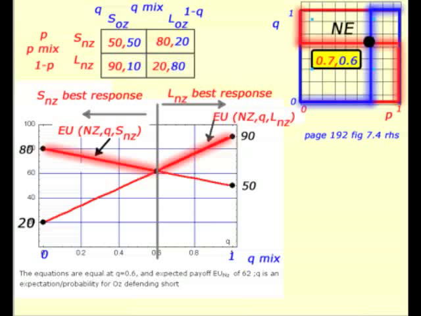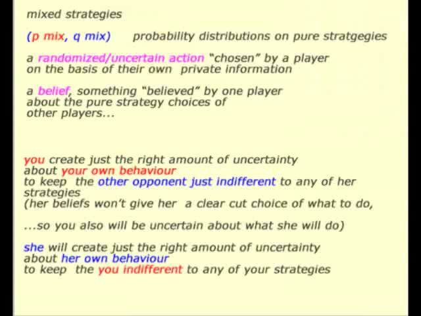So let's just summarize that. We have a P mix and a Q mix. Now, these are just labels that Dixit and Skeath use, but the basic idea of the P is it's a probability, it's a chance thing, okay? There's uncertainty in here, and the red P and the blue Q are both elements of surprise that someone's trying to create, but they're also beliefs of the other player.